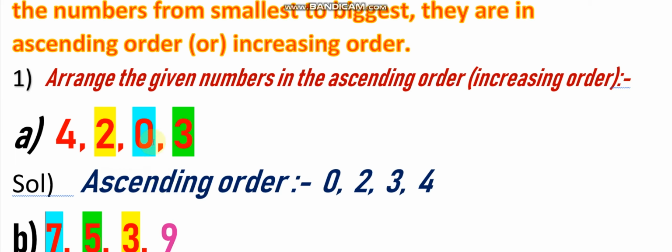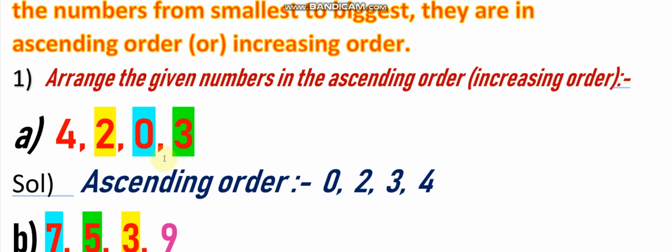See, arrange the numbers in ascending order. First you write ascending order. How to write? You have to check the smallest number among these four numbers. 4, 2, 0, 3. What is the smallest number? 0. So make a round 0. Write here 0. Then next three numbers are left. Among these three numbers, you find the smallest number. What is the smallest number? 2. Make a round to 2. Write here 2. Write off 0.